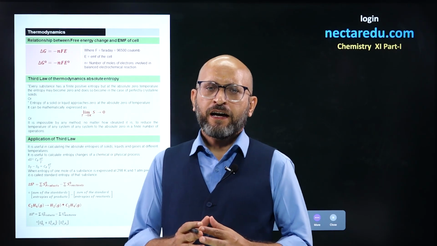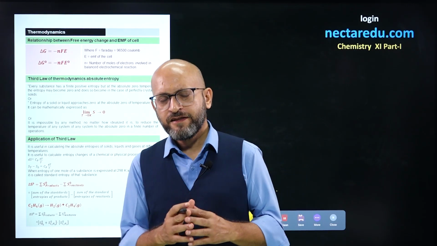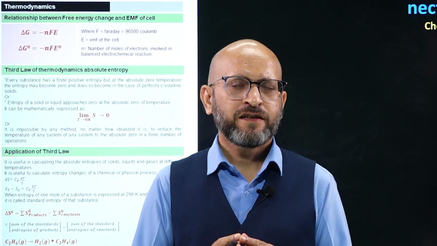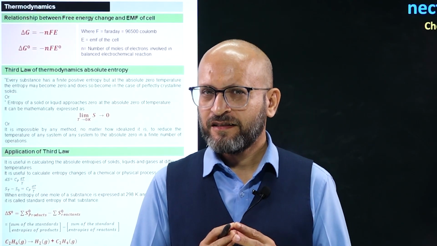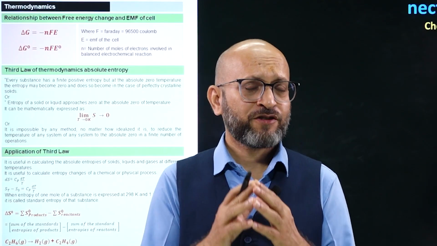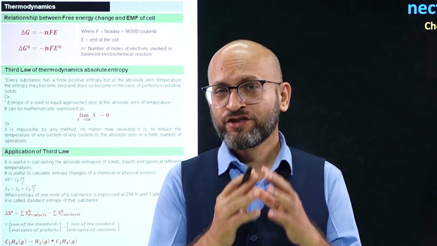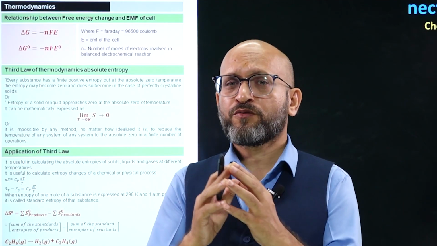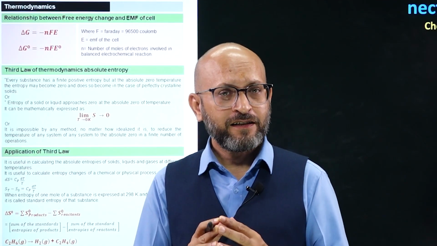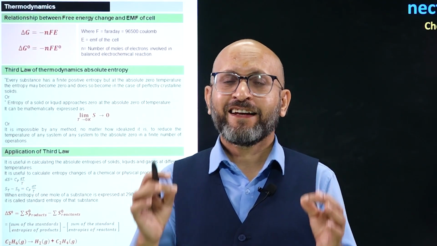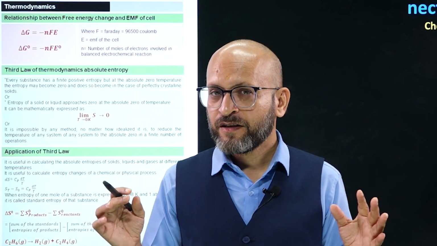Gibbs energy and E naught cell. What is E naught cell? E naught cell is the EMF of a cell, an electrochemical cell I am talking about. So what is the relation? The relation is delta G equals minus nFE cell, or delta G naught equals minus nFE naught cell.